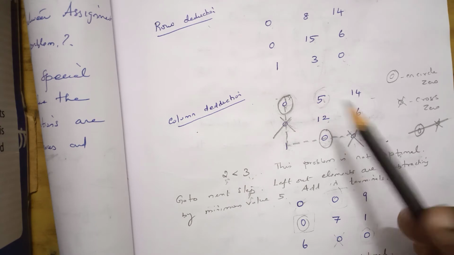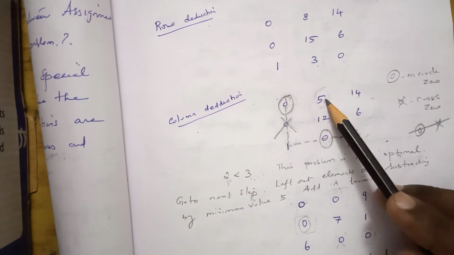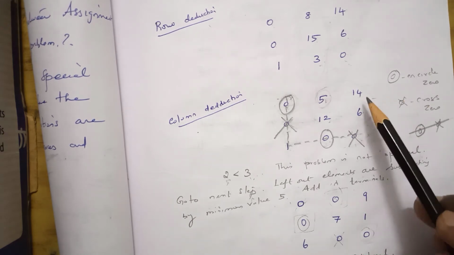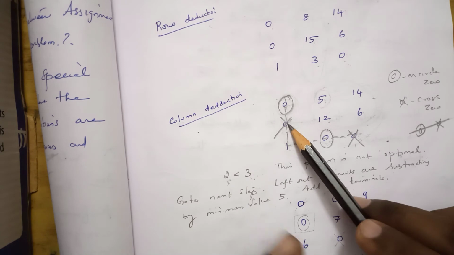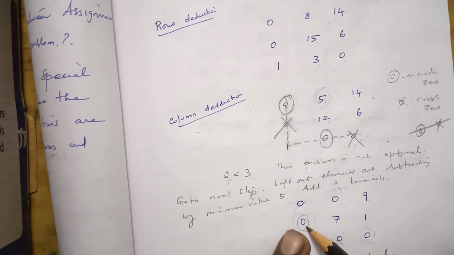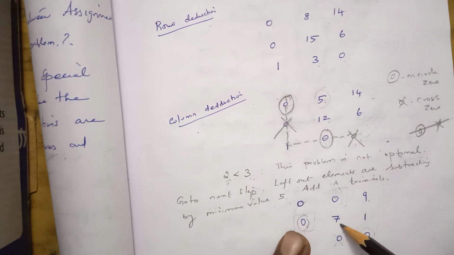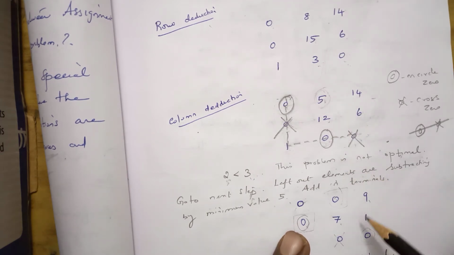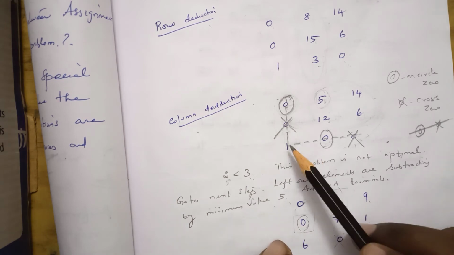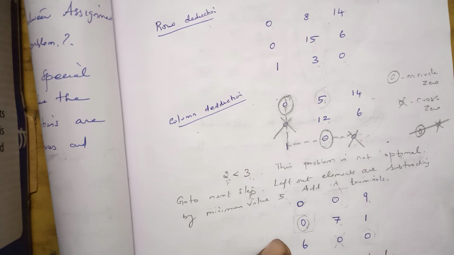So 5 minus 5 is 0. 5 is the minimum value, so this 5 subtracted by 5 is 0. Again 14 minus 5 is 9. This 0 is already covered, so we put 0. Again 12 minus 5 is 7. 6 minus 5 is 1. These values are already covered, but a 1 is at the intersection.